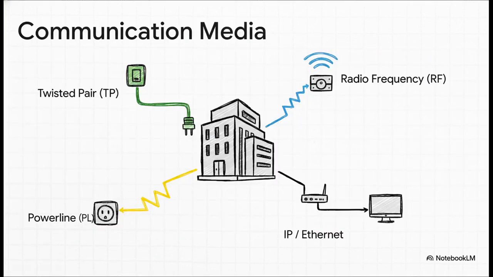And while that green cable is kind of the classic way to do it, KNX is also incredibly flexible. It can communicate wirelessly, using radio frequency, which is a lifesaver for older buildings where you can't just run new cables. It can even send signals right over your existing electrical wiring with Powerline, or zoom data across your computer network using IP and Ethernet. This adaptability is a massive plus.